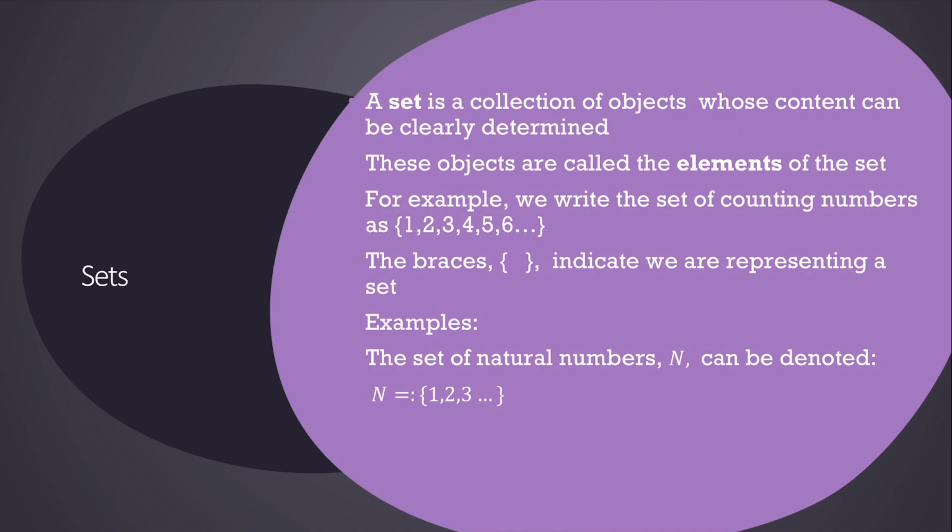So, what is a set? Well, a set is a collection of objects whose contents can be clearly determined. We call these objects elements of a set. For example, we write the set of counting numbers as 1, 2, 3, 4, 5, 6, and we use braces or curly brackets to represent our set. Some examples: the set of natural numbers N can be denoted N equals 1, 2, 3, and so on.